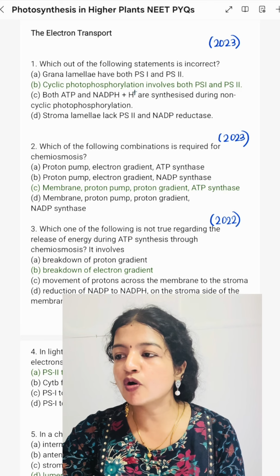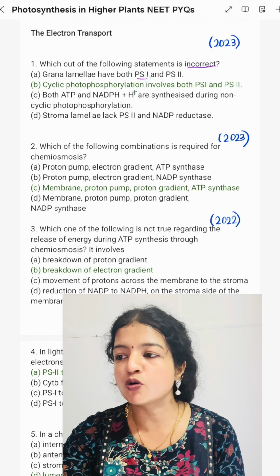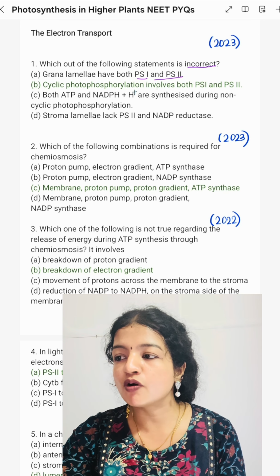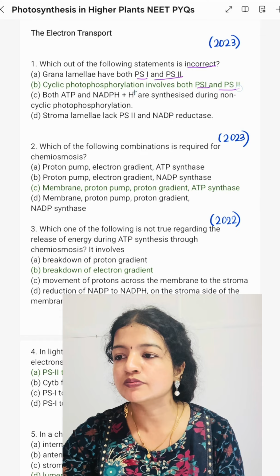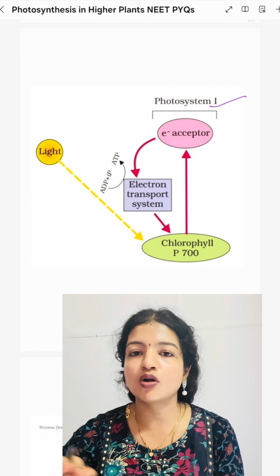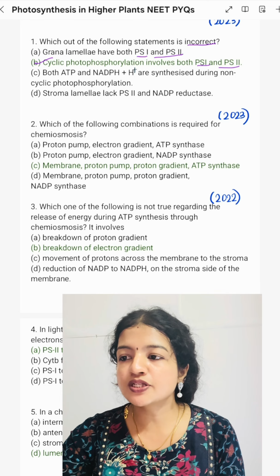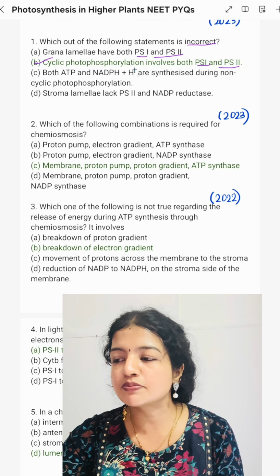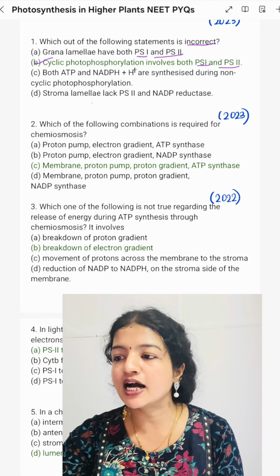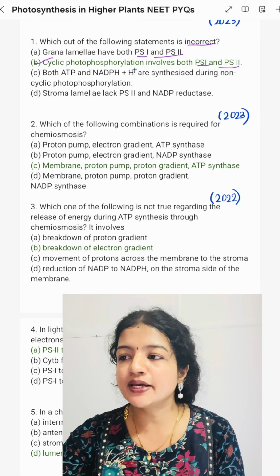First question: which out of the following statements is incorrect? Statement A, grana lamella have both photosystem 1 and photosystem 2. This statement is correct. Statement B, cyclic photophosphorylation involves both photosystem 1 and photosystem 2. This statement is wrong, because in cyclic photophosphorylation only photosystem 1 is involved, not photosystem 2. So option B is the incorrect statement. Option C, both ATP and NADPH plus H plus are synthesized during non-cyclic photophosphorylation. This statement is correct. And stroma lamella lack PS2 and NADP reductase. This statement is also correct. So option B is incorrect.